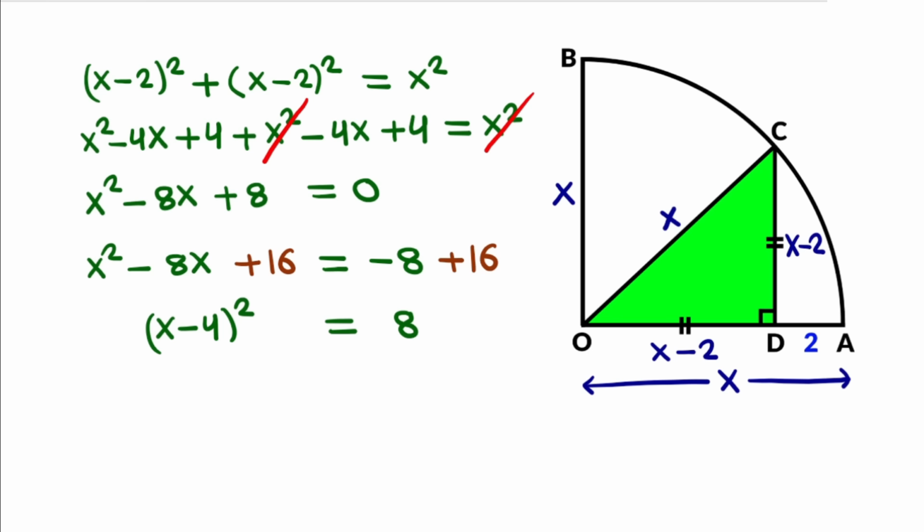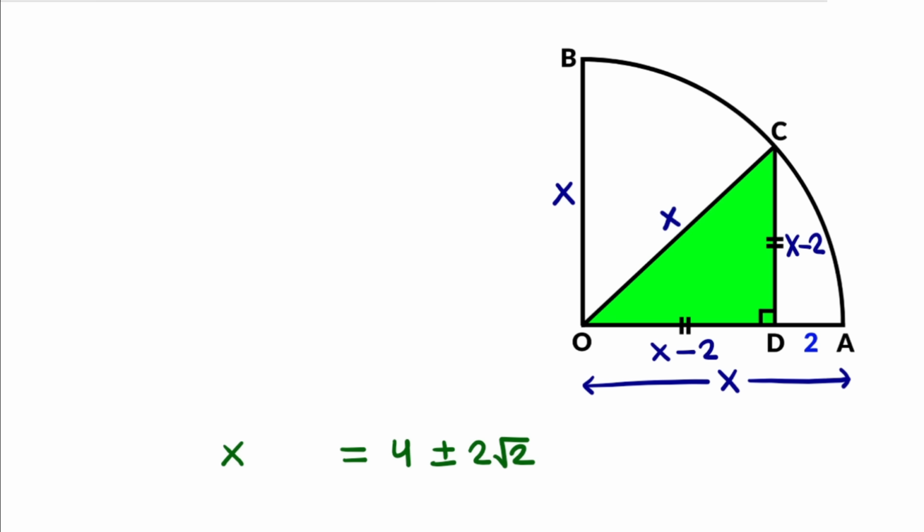Take the square root of both sides. x minus 4 equals plus or minus the square root of 8. And the square root of 8 simplifies to 2 square root of 2. So x equals 4 plus or minus 2 square root of 2.